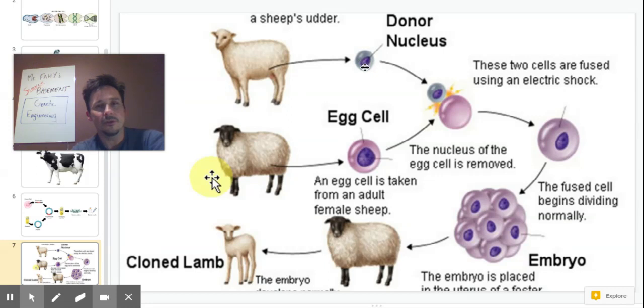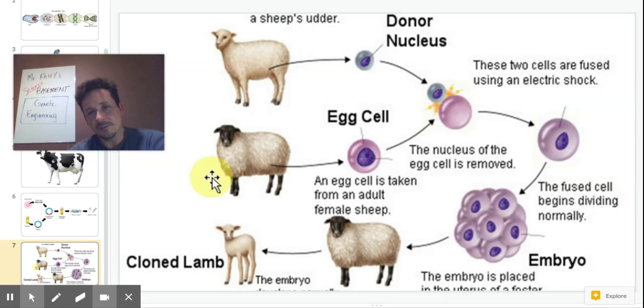So now they have a nucleus out of the cell of the sheep that they want to clone. Then they take another sheep, take an egg cell out of the ovary of this sheep, and remove the nucleus. So now we have the nucleus of the sheep we want to clone, and an empty egg cell from a second sheep. Through a kind of complicated process, the nucleus is inserted into this egg cell. And then you have a word you might remember, a zygote, a single cell that will eventually give rise to a new sheep.